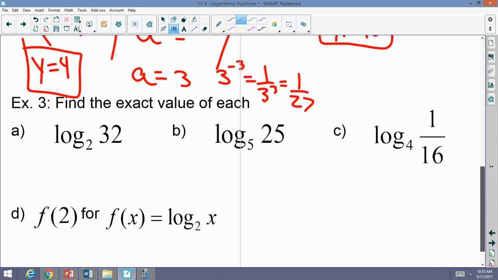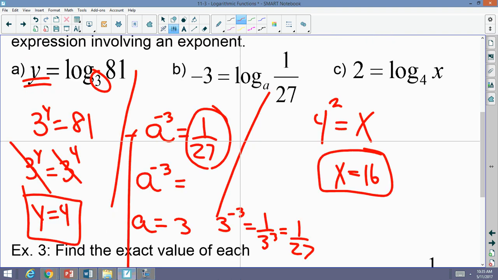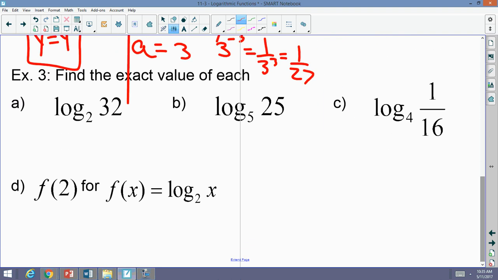All right, find the exact value of each. Okay, now we're not just converting, now we're finding the exact value, guys. So basically, we're trying to find what that equals. This should be the y, right? The exponent. Well, that's what I'm looking for. When they tell you to evaluate it, they want what the exponent is. What is that value? What is that answer?